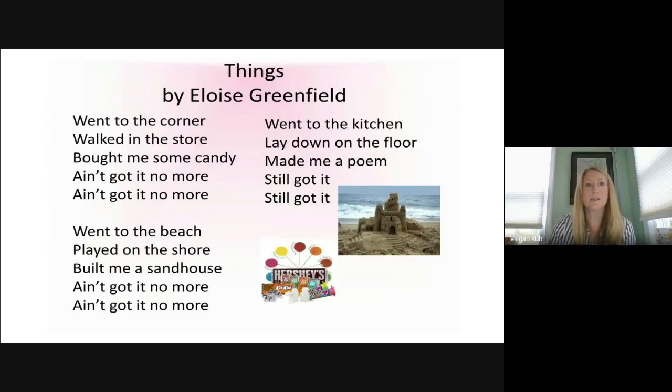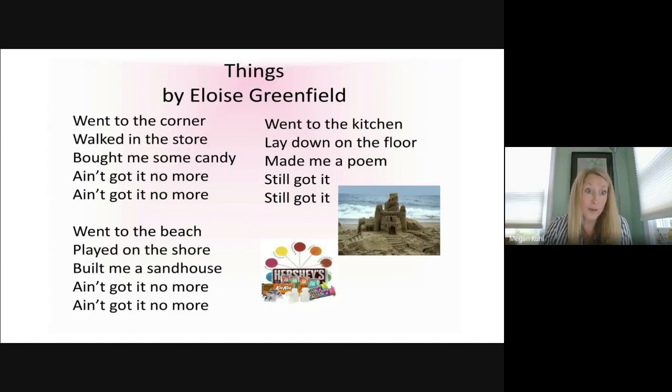This poem is divided into 3 stanzas. Stanzas are groups of lines in the poem. So if you look at the first 5 lines, that's stanza 1. The second group of 5 lines, that's stanza 2. And the third group of 5 lines is stanza 3. So I'd like you to listen and follow along as I read the poem Things by Eloise Greenfield.